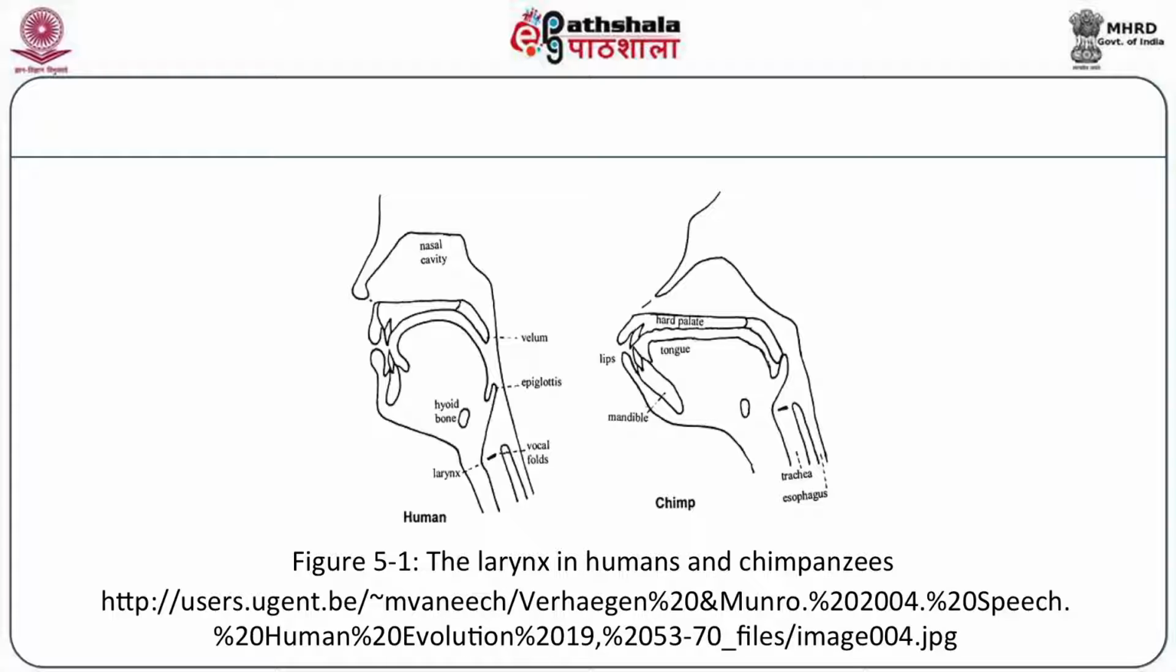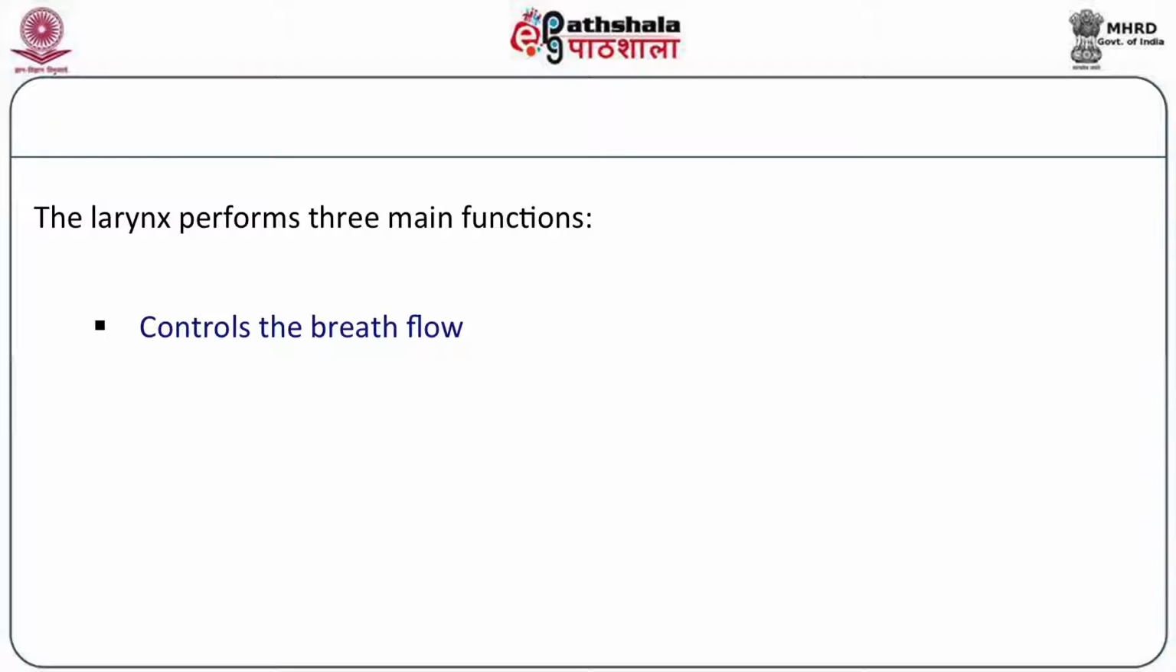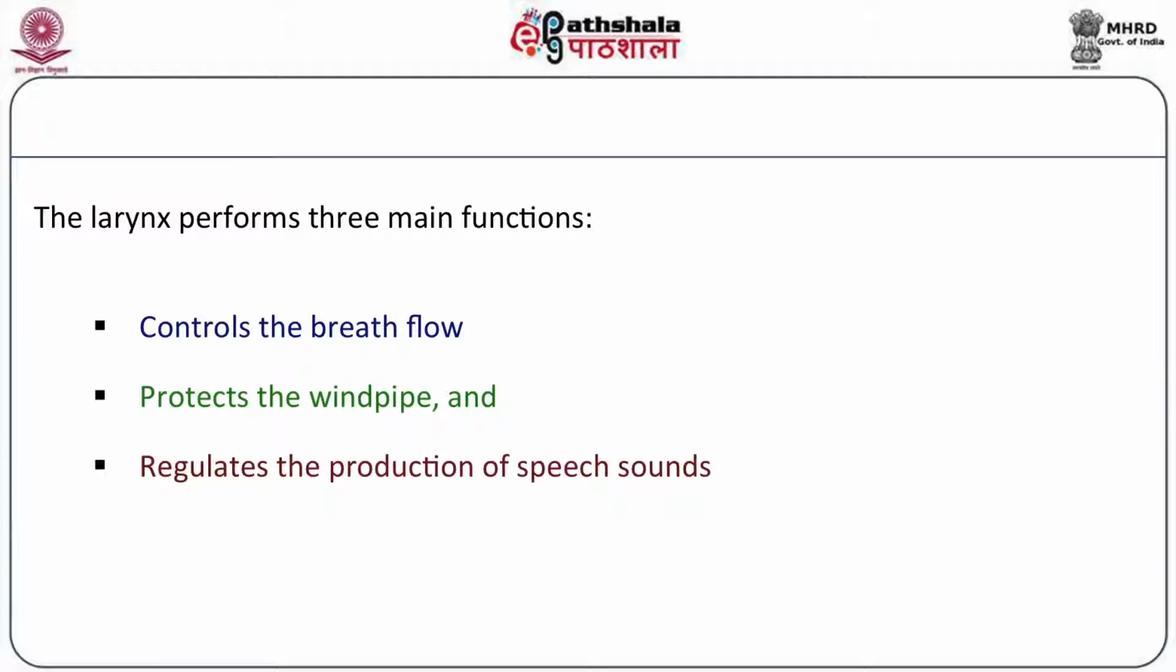The location of the larynx leads to three important functions. One, it controls the breath flow. It protects the windpipe, and it regulates the production of speech sounds. The central organ of the larynx is the vocal folds, which perform all three functions. So the vocal folds control the breath flow, the vocal folds protect the windpipe, and the vocal folds regulate the production of speech sounds.